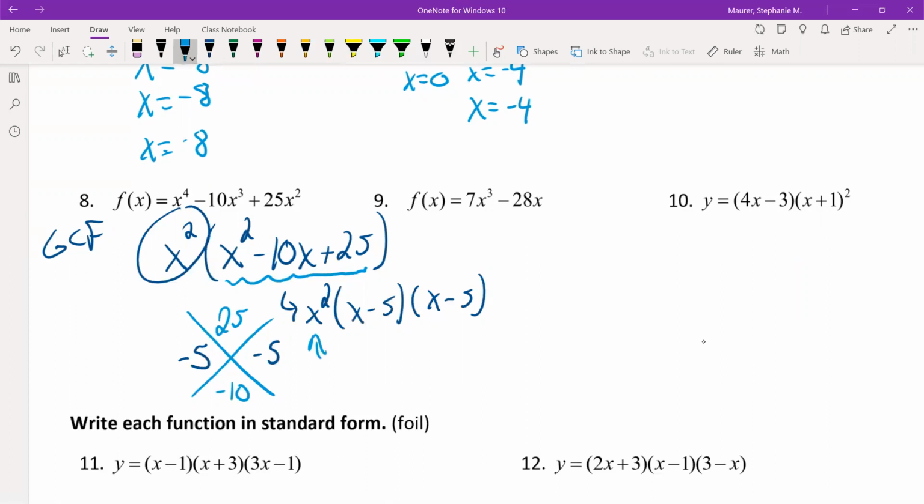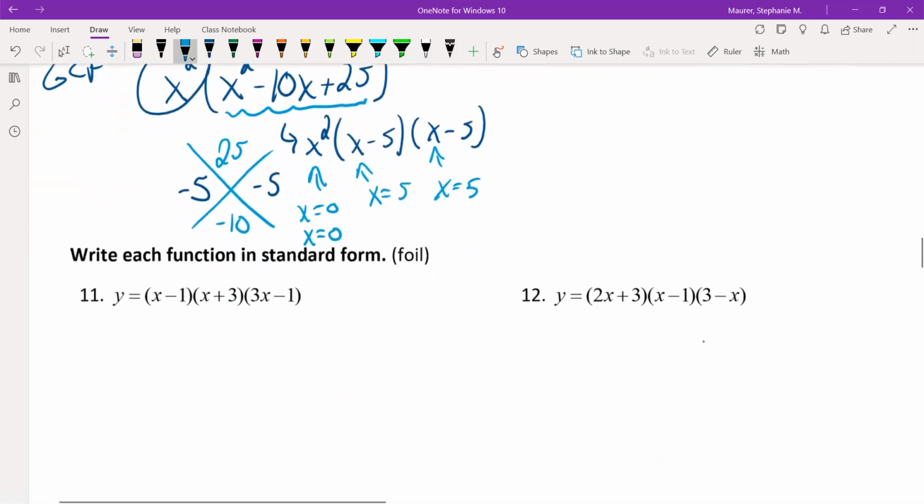which means now I'm ready to determine the zeros, and I'm going to get x equals 0. I should get it twice because it is squared. I'll get an x equals positive 5, and also another x equals positive 5. So we end up having two double roots, one at 0 and one at 5. Onward to the next section.